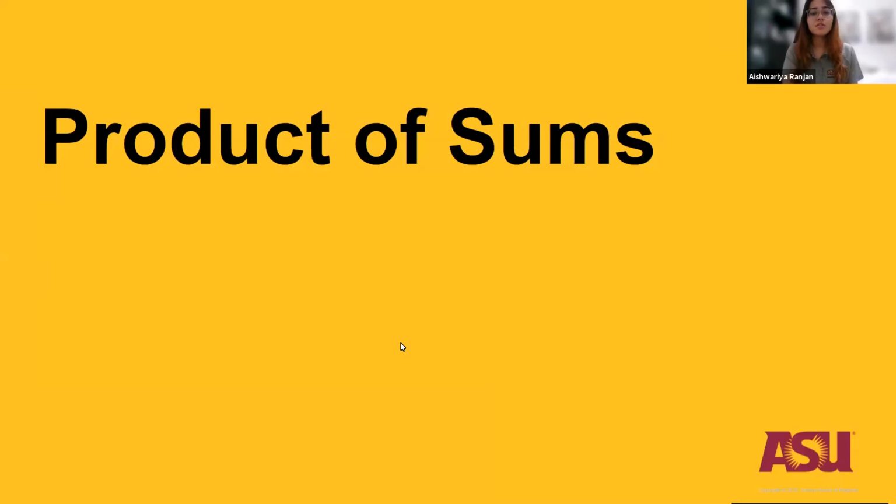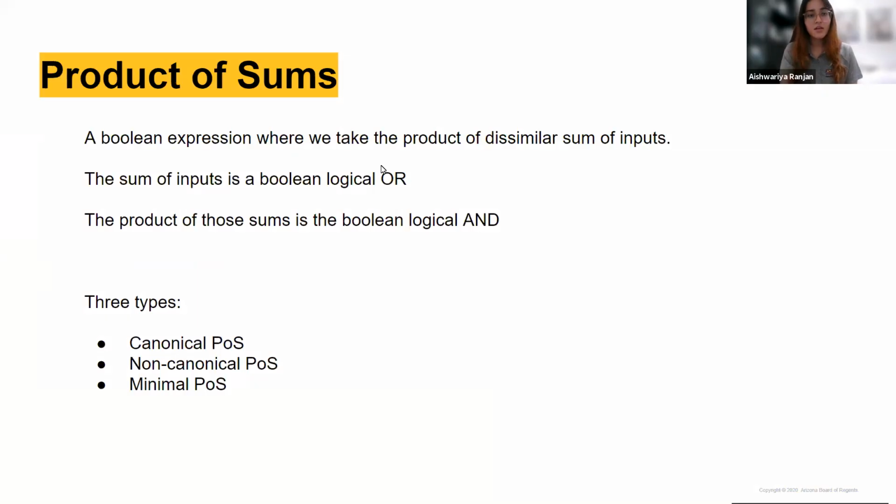So now we're going to move on to the product of sums. The product of sums is a Boolean expression where we take the product of dissimilar sum of inputs. So it's the opposite in a way of the sum of products. Over here, the sum of inputs is a logical OR, and the product of those sums will be a logical AND. Again, there are 3 kinds: canonical, non-canonical, and minimal product of sums.